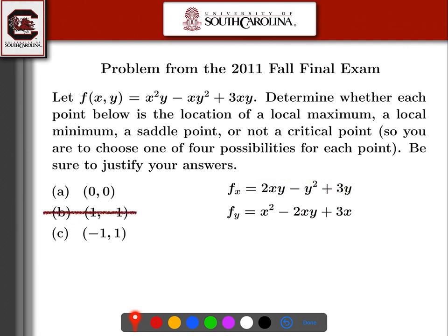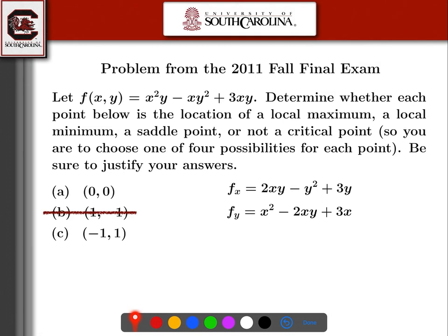So that one's not going to be a critical point. Let's check the minus 1, 1 here. Again, the product is negative 1, so we have negative 2 here. Y squared will be 1, so this will be minus 1. So we have negative 3. Then y is 1, so we have plus 3. So negative 3 plus 3 is 0, and this is 0.